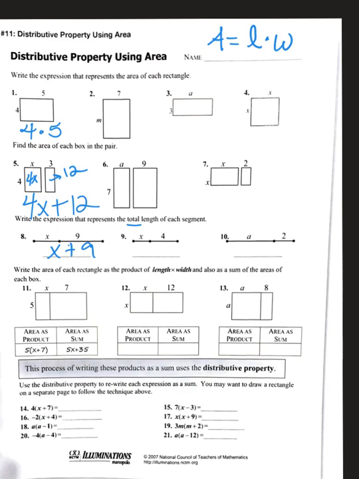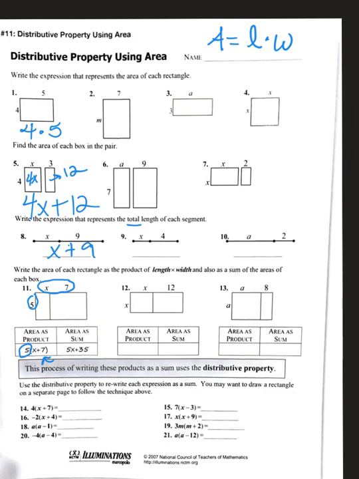Okay, number 11, write the area of each rectangle as the product of length times width and also as a sum of the areas of each box. Well, number 11, they have already done for you. The area as a product, okay, this is a hint that you need to know when dealing with area models. The number on the outside of the area model is always going to be the number that's on the outside of your parentheses in the distributive property. And then the expression on top, or the items on top, is what will go in the parentheses.